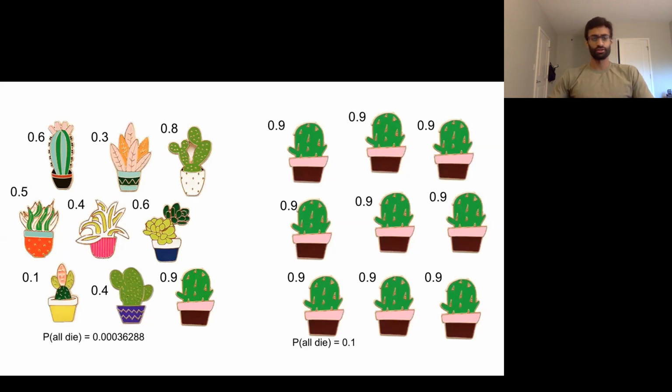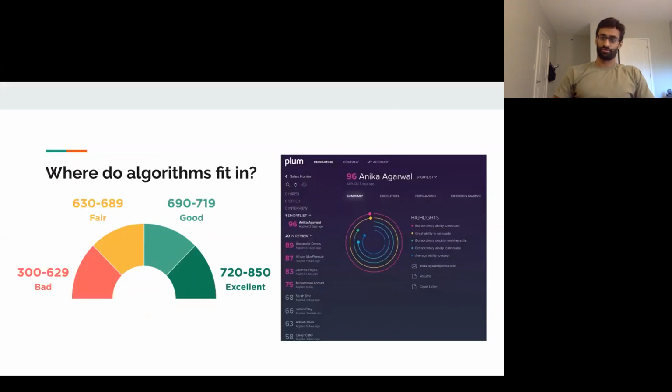Okay, so this is the concern behind monoculture, and it's not unique to agriculture. It actually shows up in, for instance, computer security. If all of us are using the same operating system, and that operating system has a vulnerability, now all of us are susceptible. Okay, so this is the concern in general about monoculture. Now, the question that I want to ask here is, where do algorithms fit in? Why am I talking about this in the context of algorithmic decision making?